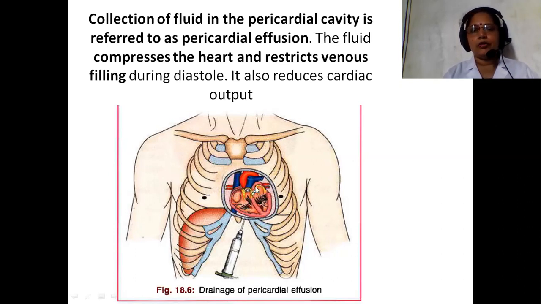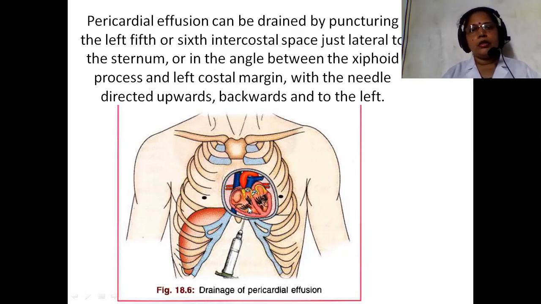तो what happens, ये effusion जब हो जाता है surrounding this heart, the fluid compresses the heart and restricts the venous filling during the diastole part, है ना. एक तो क्या हो जाता है, it compresses the heart and restricts the venous filling during the diastole, and second, it also reduces the cardiac output. What is the next treatment for the pericardial effusion?